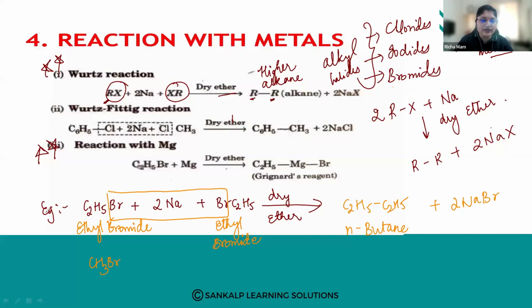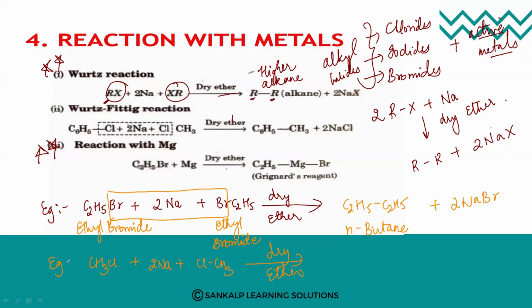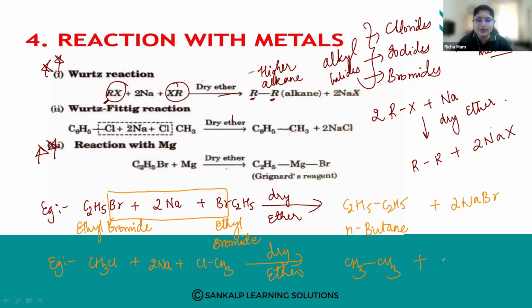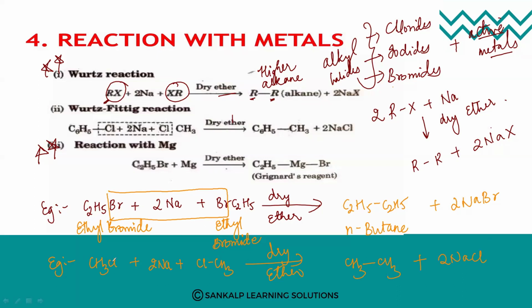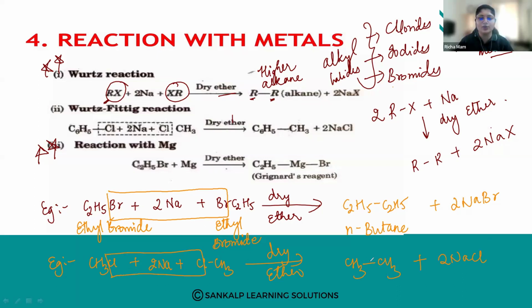One more, CH3Br, let us take CH3Cl plus 2Na plus ClCH3 in the presence of dry ether gives CH3-CH3 plus 2NaCl. So this will be the product of it. Understood? Very important, Wurtz reaction. They can ask you what is Wurtz reaction, or explain Wurtz reaction with the general equation or with an example. So you have to know that.